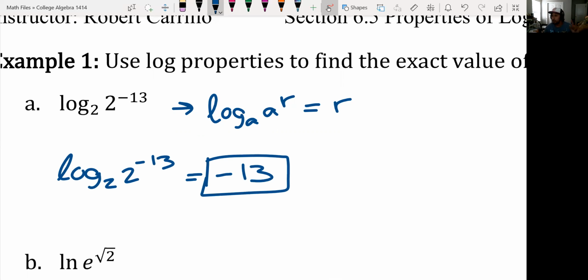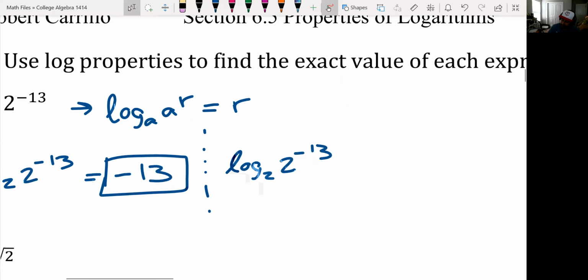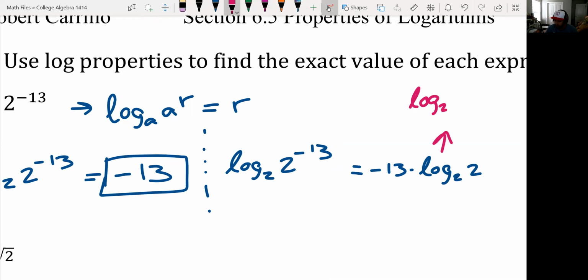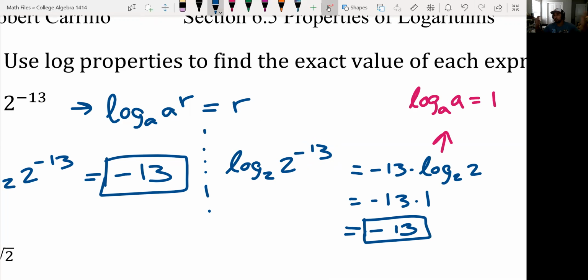There it is. You can even use power rule on this. You could say log base 2 of 2 raised to negative 13. And by power rule, that negative 13 would come down. And you'd get negative 13 times log base 2 of 2. And this uses the property that log base a of a is equal to 1. So this would become negative 13 times 1, which gives me negative 13. So many ways to solve a logarithm, right? The third way, like I said, plug it in a calculator.